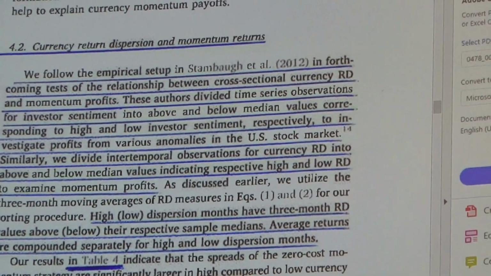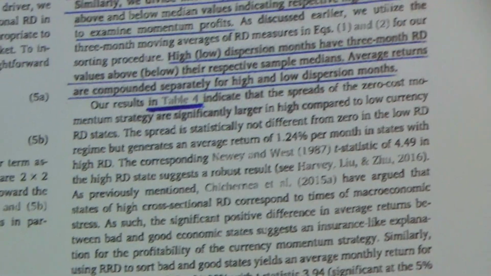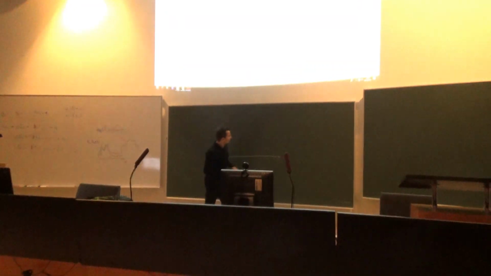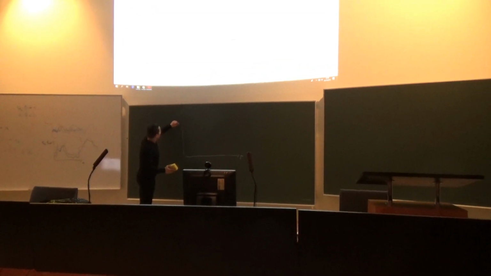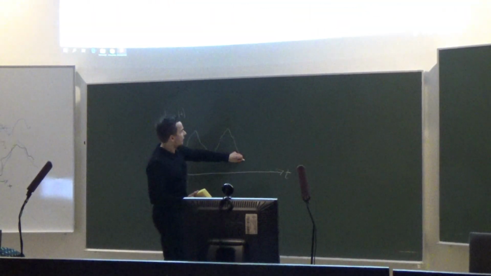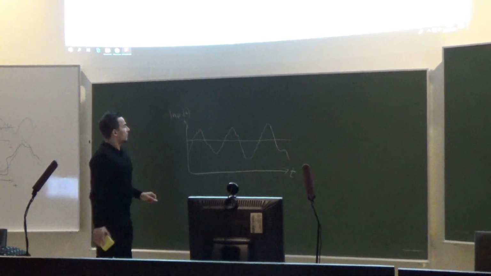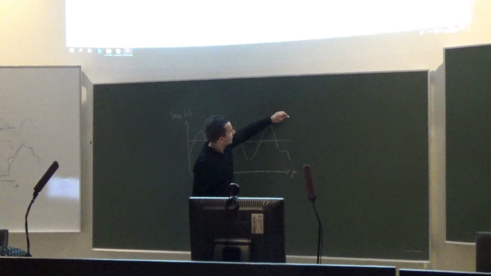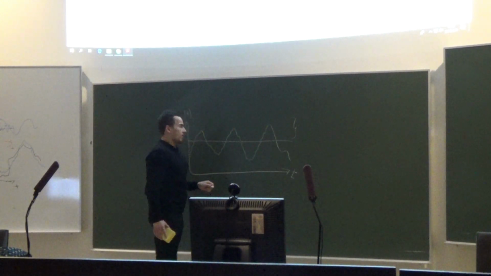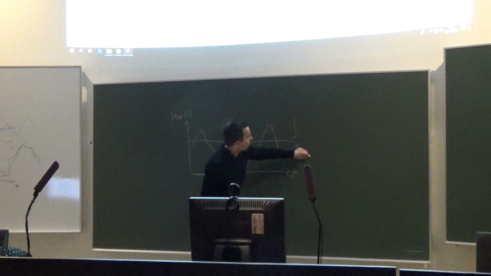Maybe I can use the other board here. So the investor sentiment process, if you plot it against time, let's call it inv, investor sentiment at time t, looks a little bit like this. You have periods where you have very optimistic investors, which is when investor sentiment is high, and periods where investors are pessimistic, which is when investor sentiment is low.